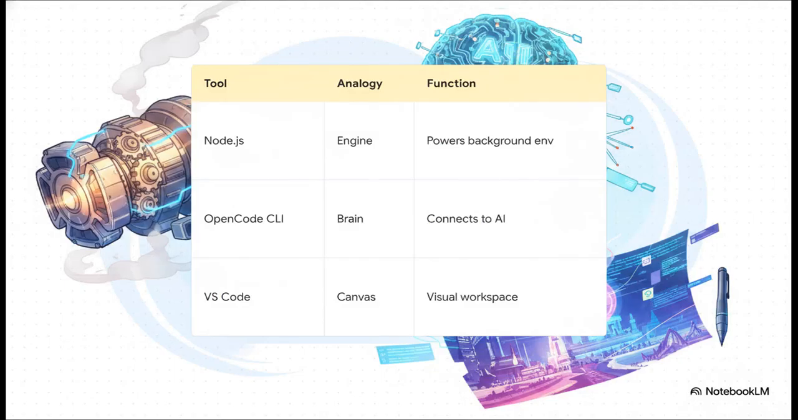And these concepts map perfectly to the three main tools we are using today. Think of Node.js as the engine. It just sits quietly in the background, powering the coding environment on your machine. Then we have the Opencode CLI, which is the brain. This is the specific tool connecting your computer to the fast, free MiniMax AI model. And finally, we have vscode, which is our canvas. This is the friendly visual workspace where you'll actually type your prompts and watch your application come to life. Engine, brain, canvas. That's the whole shebang.